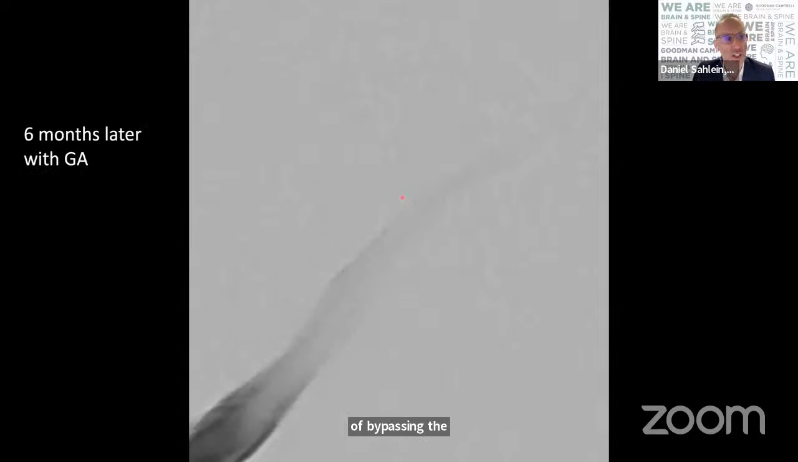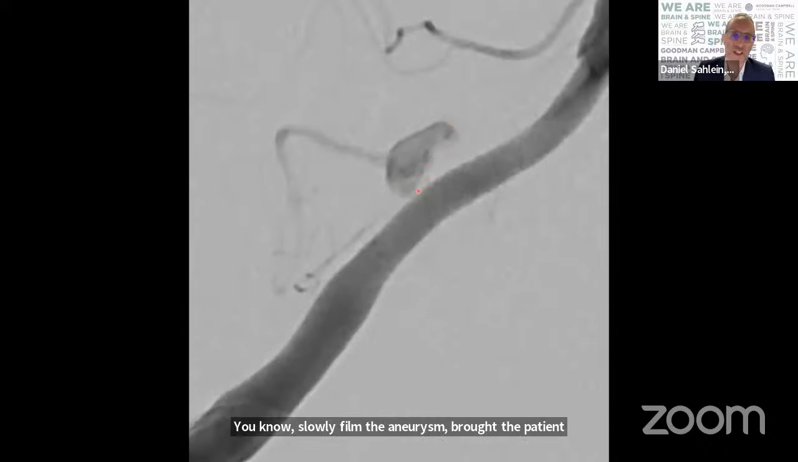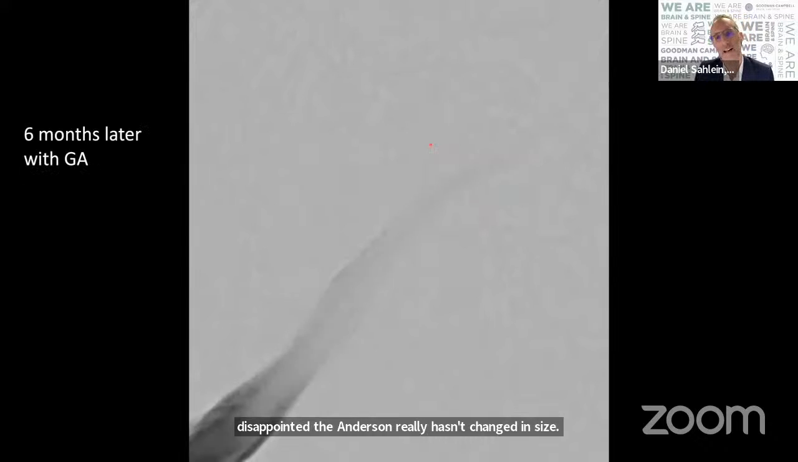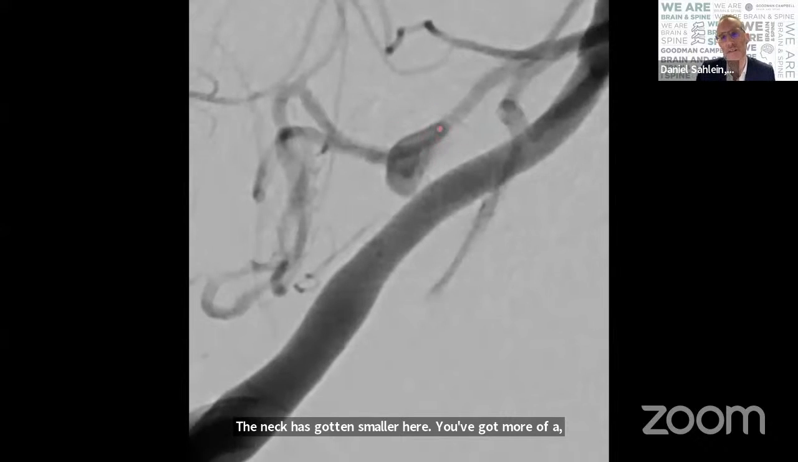Brought the patient back under GA 6 months later, and I was a little disappointed. The aneurysm really hasn't changed in size. The neck has gotten smaller here. You've got more of a blunted jet into the aneurysm, but then the flow slowly enters, swirls around, and fills the entire aneurysm. So I just staged this.